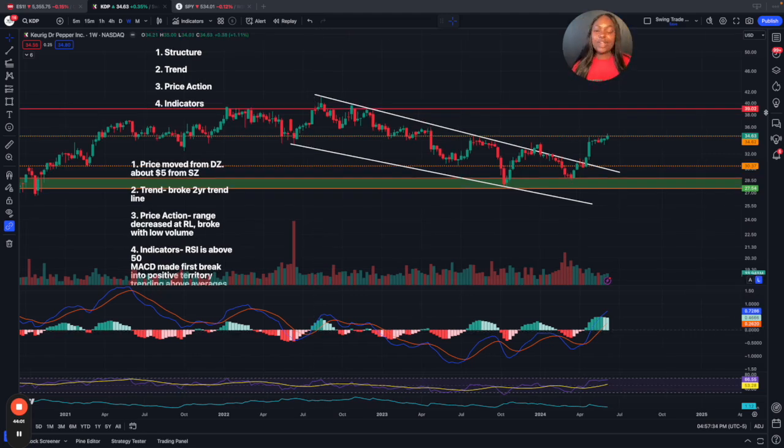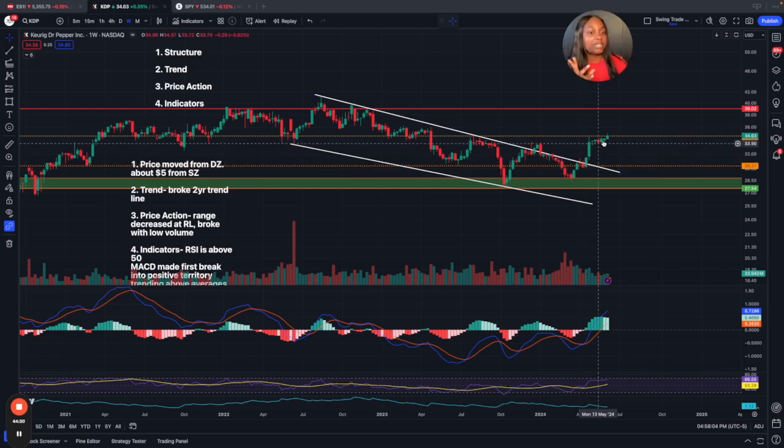All right, so y'all already know the 4 steps: structure, trend, price action, indicators. I already wrote my observations out for y'all, but let's go through them together. According to structure, what I observe is that price moved off of the demand zone, and it's about $5 away from the supply zone at around $39. It did break out of a 2-year trend because this resistance came in August 2022. We broke out of that 2-year trend with no retracement yet.